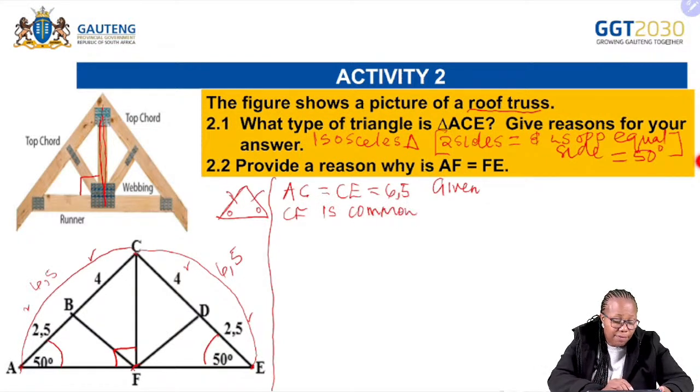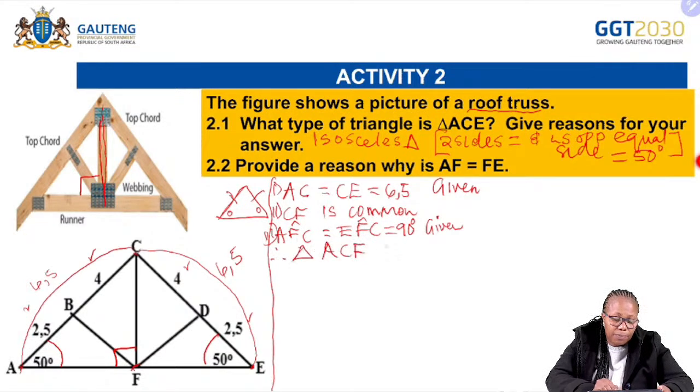And then we have angle AFC, which is equal to angle EFC. They are both equal to 90 degrees. That is also given in terms of the diagram. So if you have 1, 2, 3 conditions, these conditions are giving you a condition of congruence. Therefore, triangle ACF is congruent to triangle ECF.